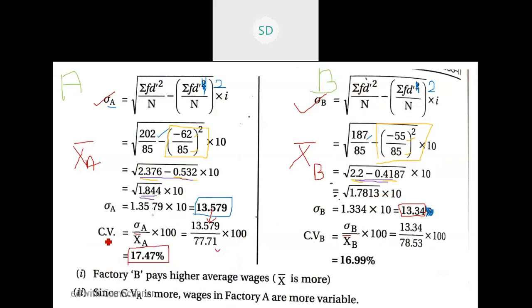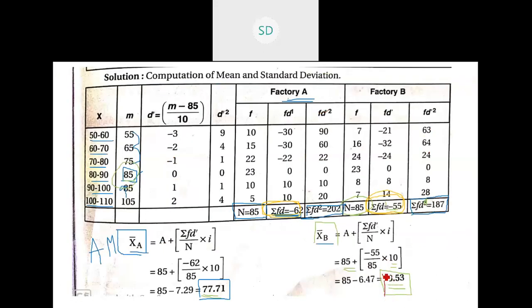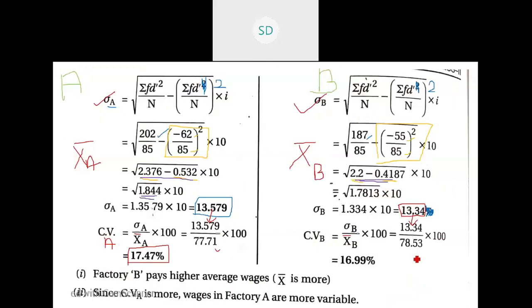You get 17.47% for factory A. Next, for factory B, it is the same formula. 13.34 is the standard deviation, divided by the arithmetic mean 78.53, into 100, which gives a coefficient of variation of 16.99%. So this is the calculation of your standard deviation, arithmetic mean, and coefficient of variation.